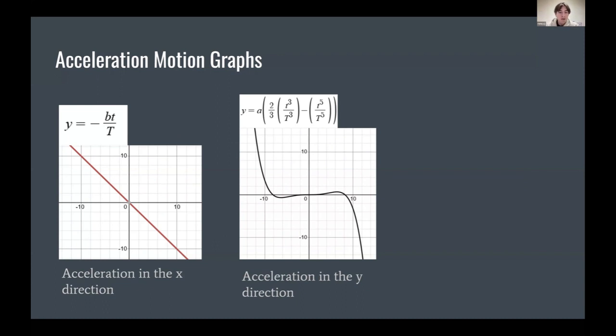All right, so we have the acceleration graphs split between the x direction and the y direction. As you can see, in the x direction, the acceleration starts at 0 at t equals 0 and slowly decreases linearly. In the y direction, the acceleration increases a little bit, but then drops. And this is all depending on what your t variable is.